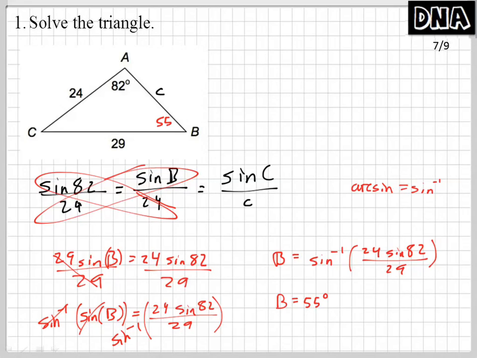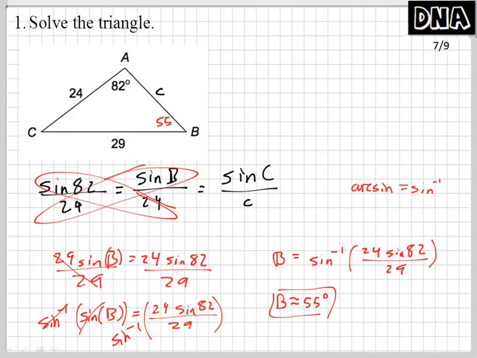Now technically I shouldn't say equals right here. Why shouldn't I say equals right there? Because it's rounded. Yeah, it's rounded. Because you rounded it, you should have the squiggly equal sign, which means approximate. Okay, so that's one of our answers.